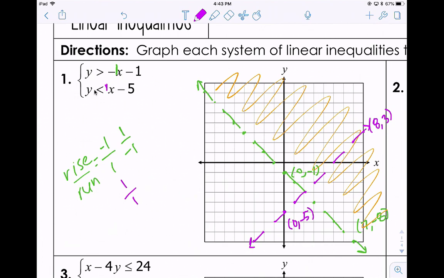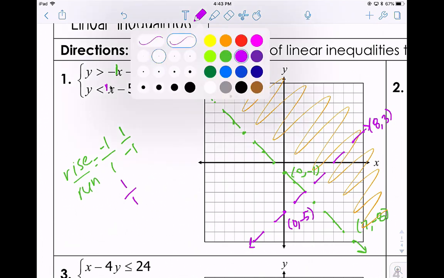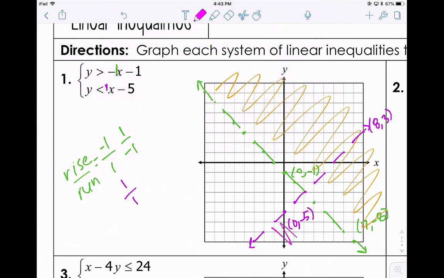And we're going to shade less than means below the line. So I'm going to change my color here again. So I'm shading below the line. So that is all of this.